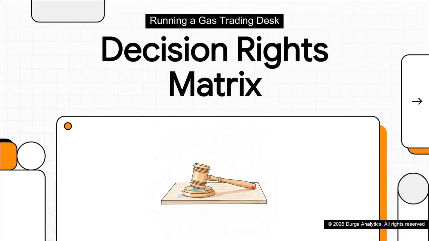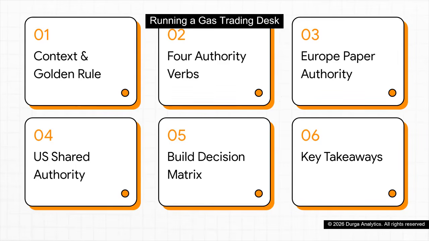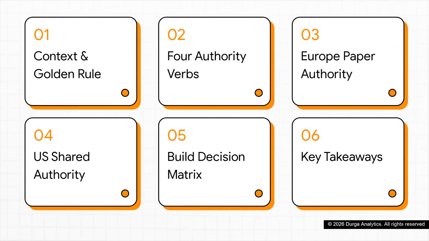Today, we're exploring why relying on implied authority based on seniority is absolutely the fastest way to blow up a gas trading desk. So, here is our roadmap for today's training. We're going to cover the golden rule, the 4 authority verbs, dive into our European and US case studies, and then finish up with an applied build for your own desk. We are basically building a resilient decision rights matrix that can actually survive the brutal operational realities of both European and North American gas markets.